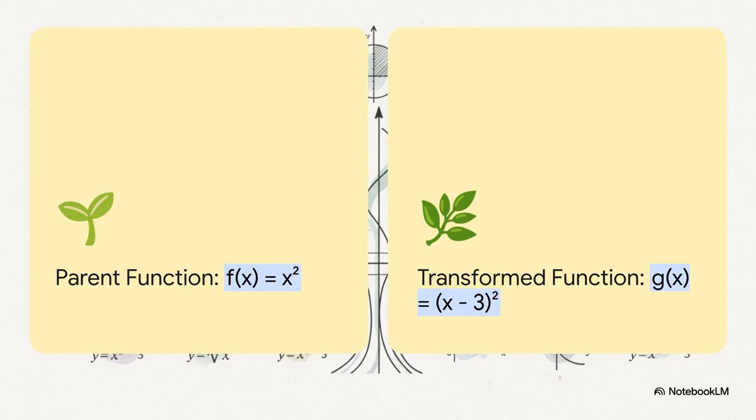All right, let's put them side by side. Over on the left, we've got our parent, the simple quadratic function, f of x equals x squared. And on the right, we have its child function. Look closely. The only thing that's different is that minus 3, tucked right inside the parentheses. That tiny change is the whole key to what's going on here.